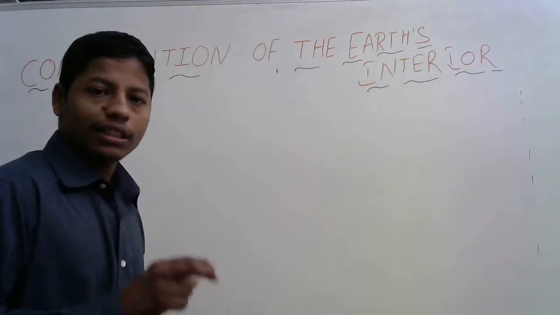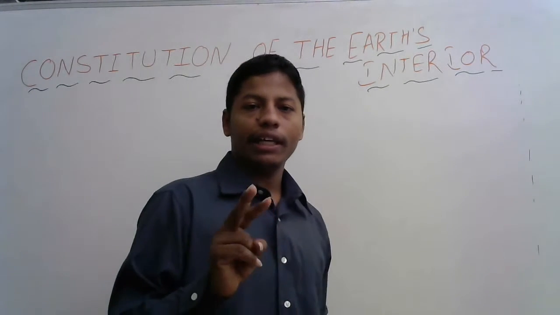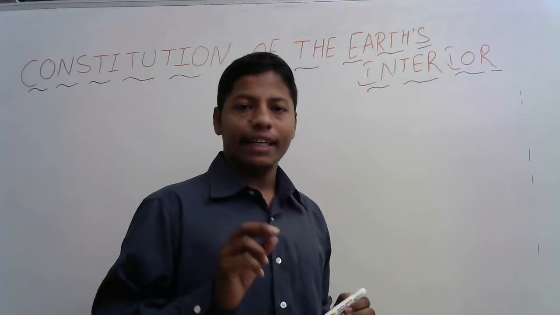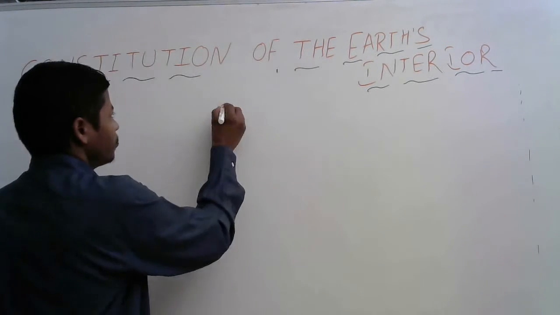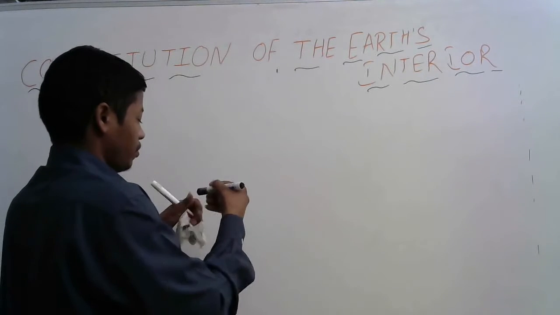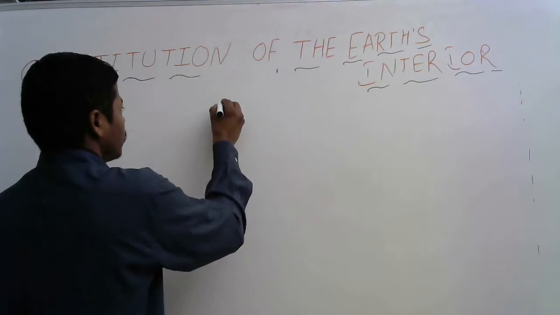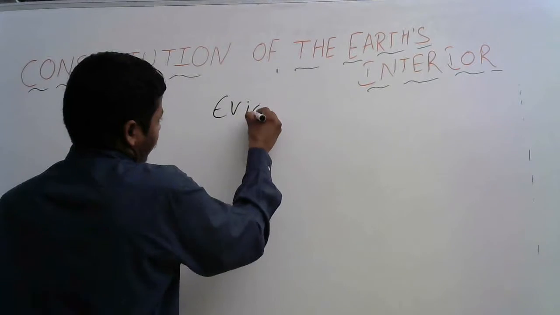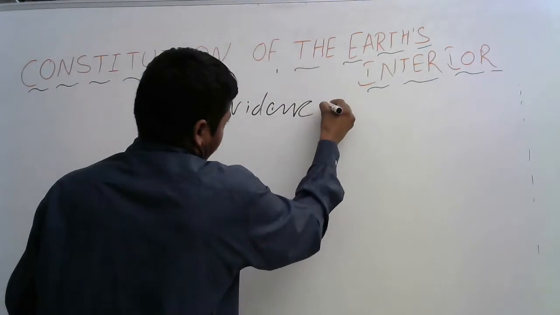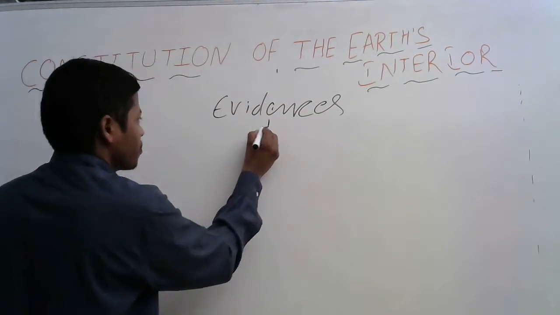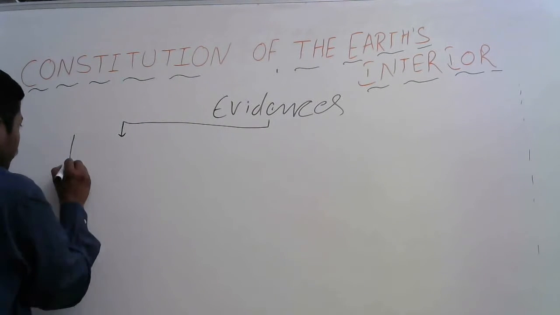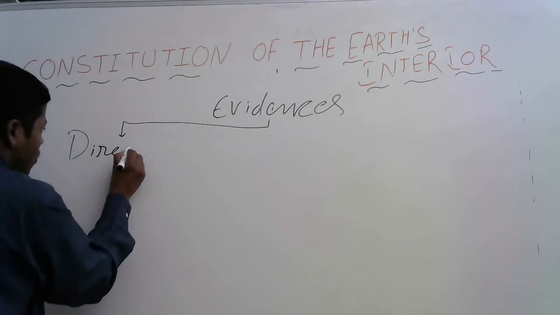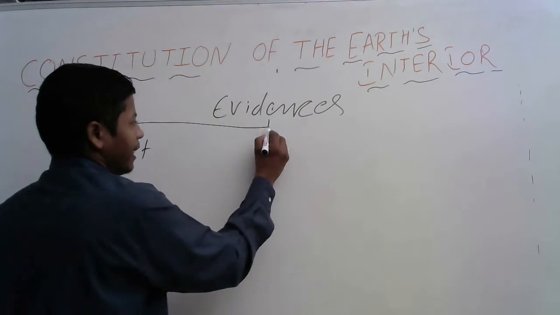Basic evidences are of two types, direct evidences and indirect evidences, to support the earth structure. Evidences are of two types based on source: direct and indirect.